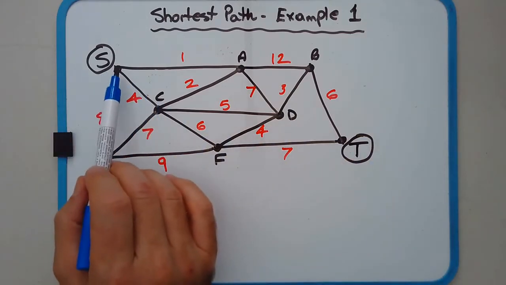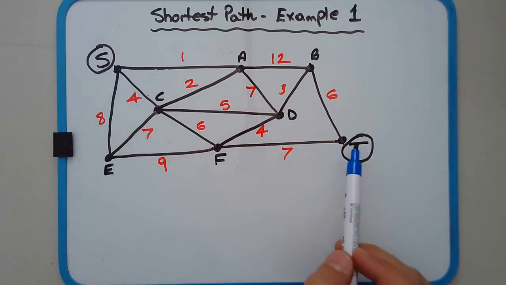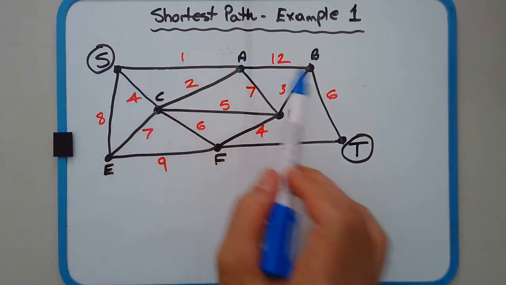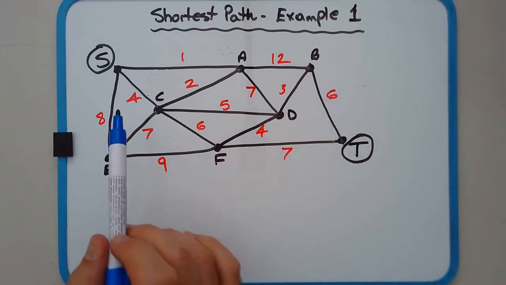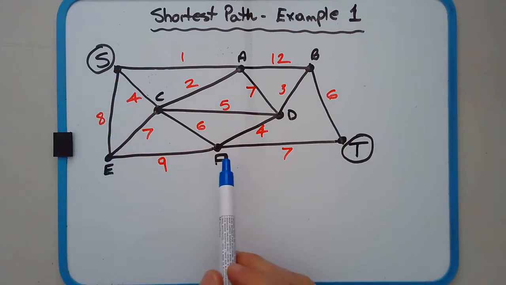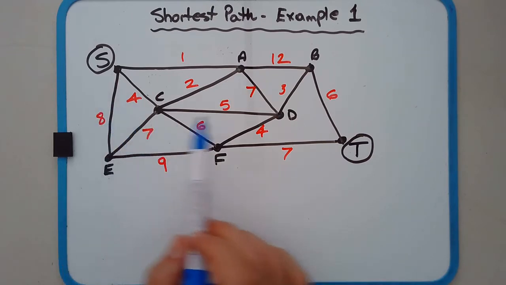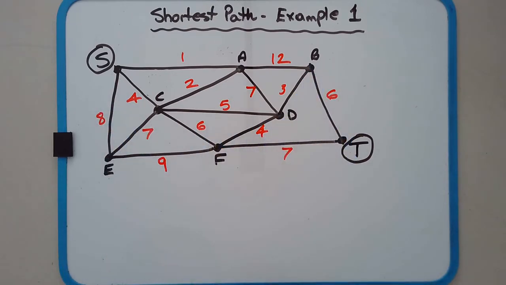Now we can also see that there are so many ways of getting from S to T. Okay, we can go S, A, B, T, for example. That'll be 1 plus 12 plus 6, which is 19. We can go S, E, F, T, which has a weight of 24. There's S, C, D, B, T. I mean, there are so many paths, and to list them all can be quite arduous. You could be there for a while, in fact, just listing all the various paths from S to T.